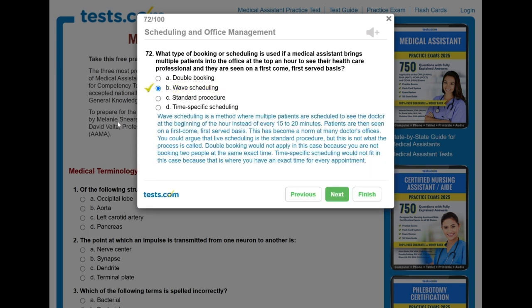B. Wave scheduling. Wave scheduling is a method where multiple patients are scheduled to see the doctor at the beginning of the hour instead of every 15 to 20 minutes. Patients are then seen on a first-come, first-served basis. This has become a norm at many doctors' offices. You could argue that live scheduling is the standard procedure, but this is not what the process is called. Double booking would not apply in this case because you are not booking two people at the exact same time. Time-specific scheduling would not fit in this case because that is where you have an exact time for every appointment.